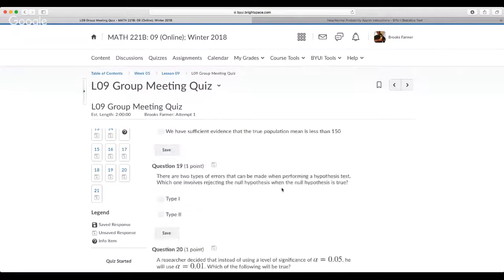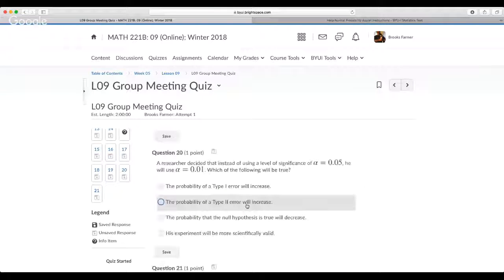19, there are 2 types of errors that can occur when performing a hypothesis test. Which one involves rejecting the null hypothesis when the null hypothesis is true? You remember we talked about this. So it says it involves rejecting the null hypothesis when the null hypothesis is true. That would be type 1, correct? Yes, good.